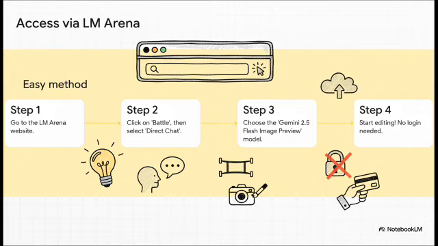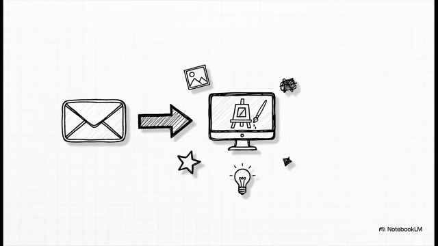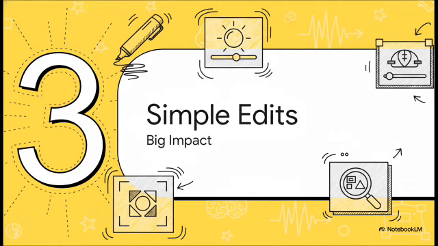It's that easy. Now, if you'd rather go through the official channels, there's another way. You can use Google's own AI Studio. As long as you have a Gmail account, you can log in and get a pretty generous amount of free tries to just play around with it. All right, enough talk. Now for the fun part. Let's see what this thing can actually do. We'll start with some simple edits that honestly have a massive impact.